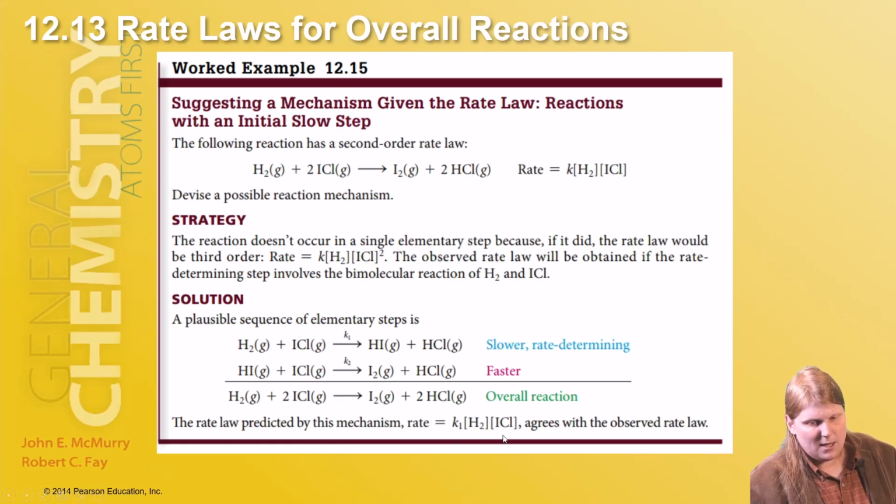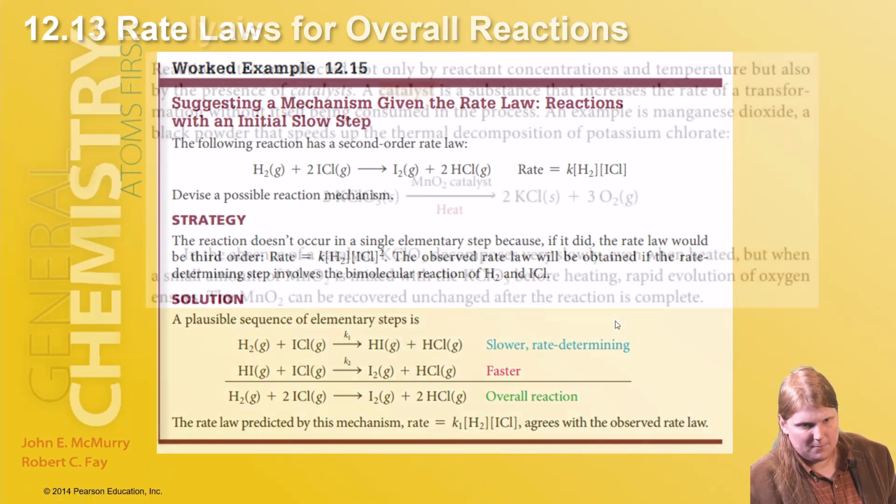So a way to get a rate law that doesn't match up, so we know it doesn't occur in a single step, is by assigning it to some slower rate determining step. This is the simplest way to do it. I like this example because this is commonly what you'll see.